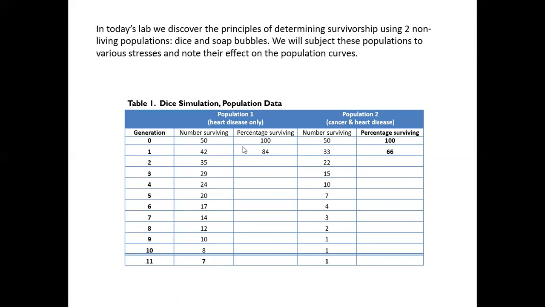So let's say I did the same simulation, but instead of just heart disease, I removed dice that came up with the number 1 for heart disease or the number 2 for cancer. You can see after the first round, I lost 17 dice, right? So my percent surviving, 33 out of 50, is 66%. In the next round, I lost 11 more, so the percent surviving will be 44%. You can tell just by looking at the numbers that you're going to have a sharper decline in population on the dual disease chart than on the single disease survival chart.